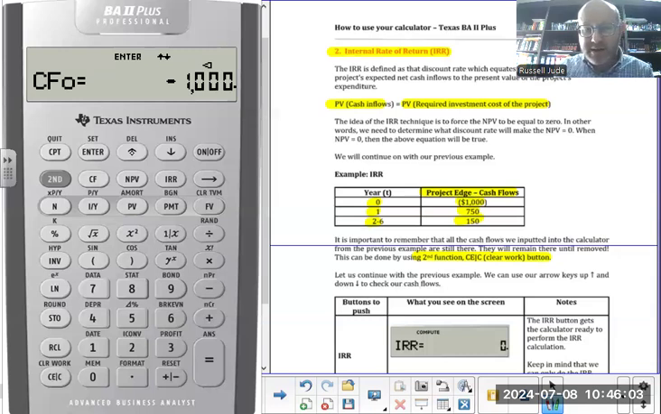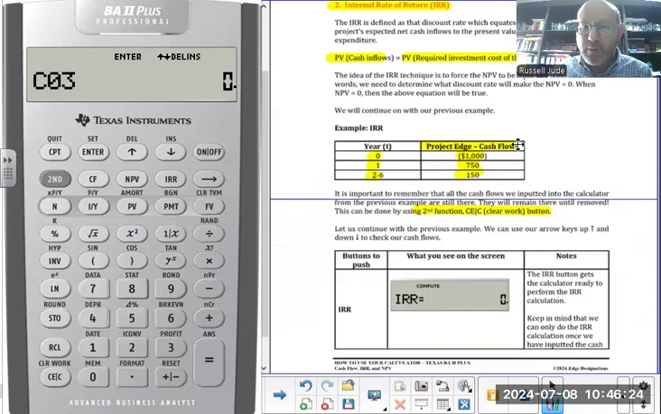Cash flow 0, negative 1,000. Cash flow 1, positive 750, to be repeated frequency 1 time. Cash flow 2, 150 is in there, frequency to be repeated 5 times. Everything is still in there. If I arrow down, cash flow 3 is 0. There's nothing there. My cash flows are exactly as I need them to be for this particular project.